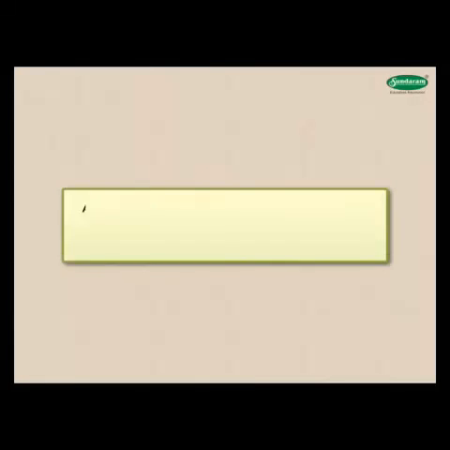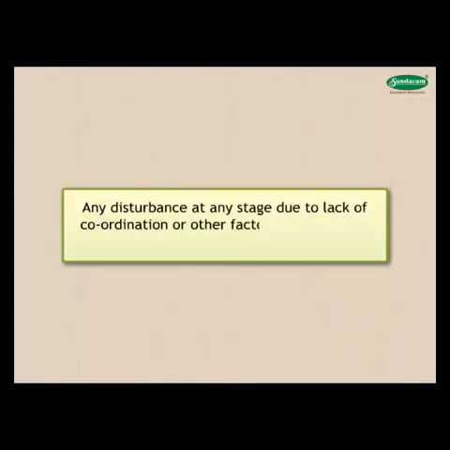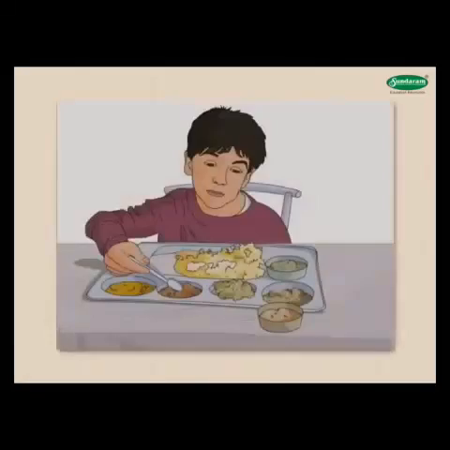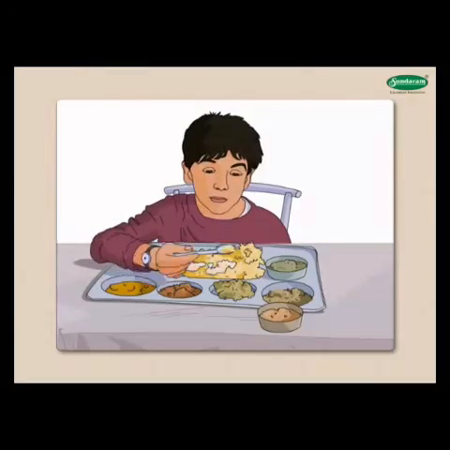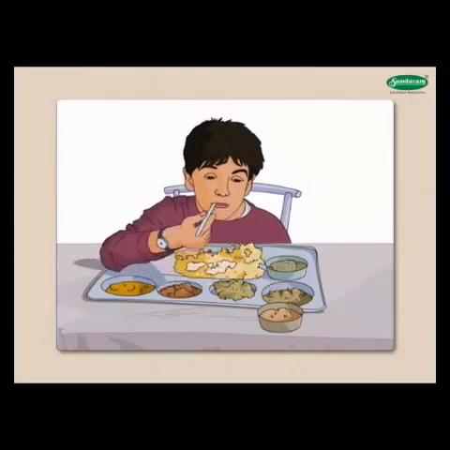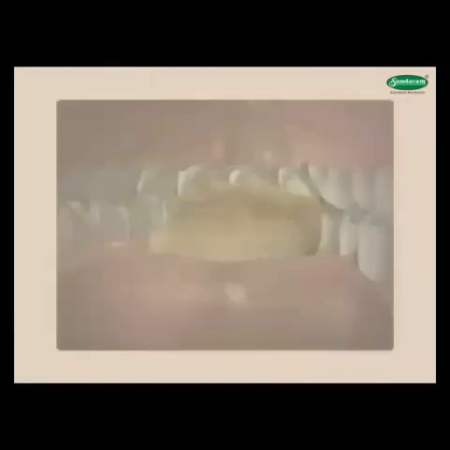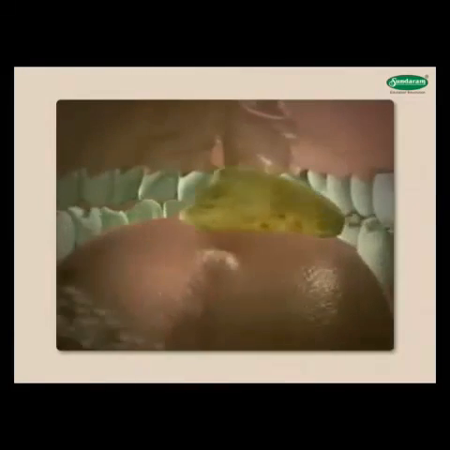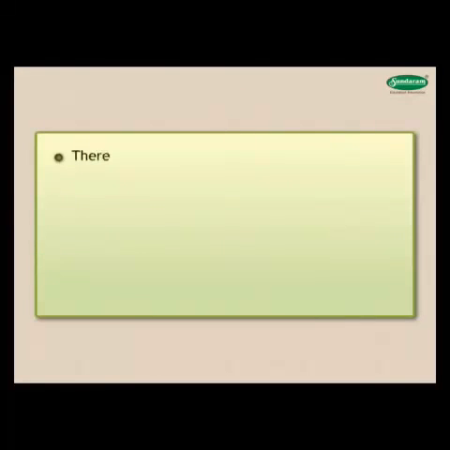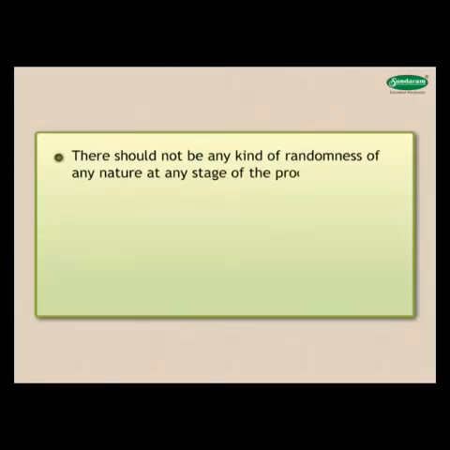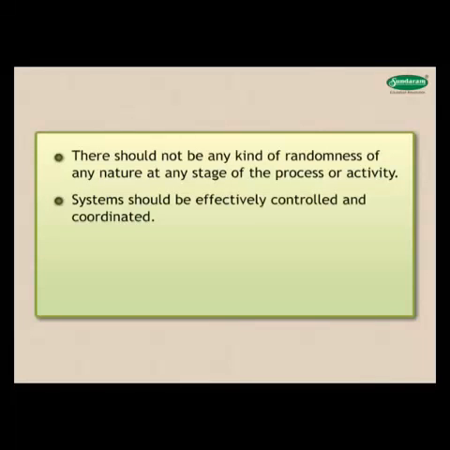Any disturbance at any stage due to lack of coordination or other factors can leave the desired process incomplete. In order to complete the process successfully, there has to be a perfect coordination between different systems and organs involved at every step. There should not be any kind of randomness of any nature at any stage of the process or activity. These systems should be effectively controlled and coordinated.